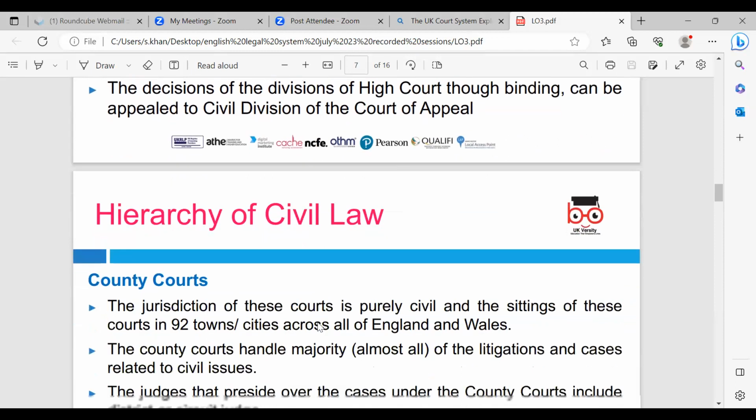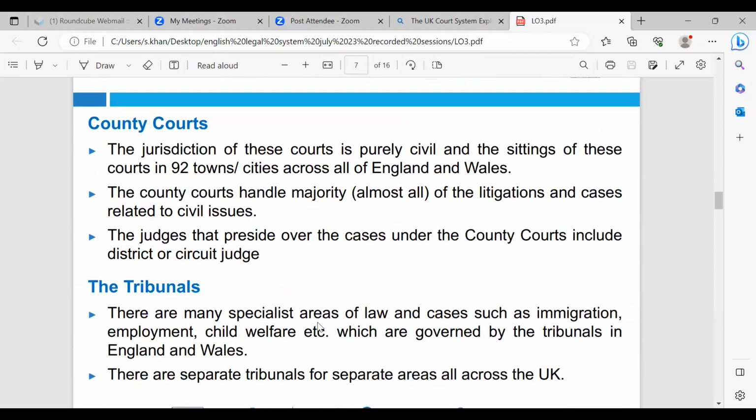Then we've got the county courts. The jurisdiction of these courts is purely civil, and sittings of these courts are in 92 towns and cities across all of England and Wales. The county courts handle almost all of the litigation and cases relating to civil matters. The judges that preside over the cases in the county courts include district or circuit judges.